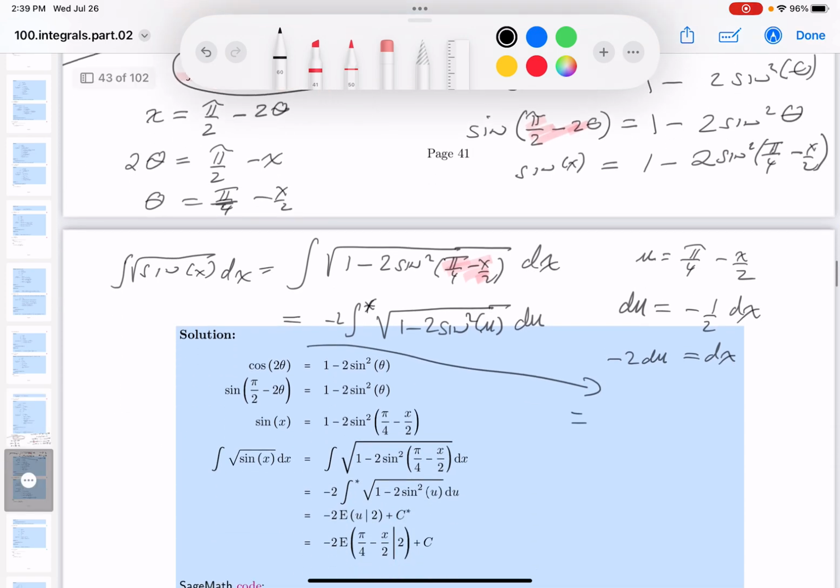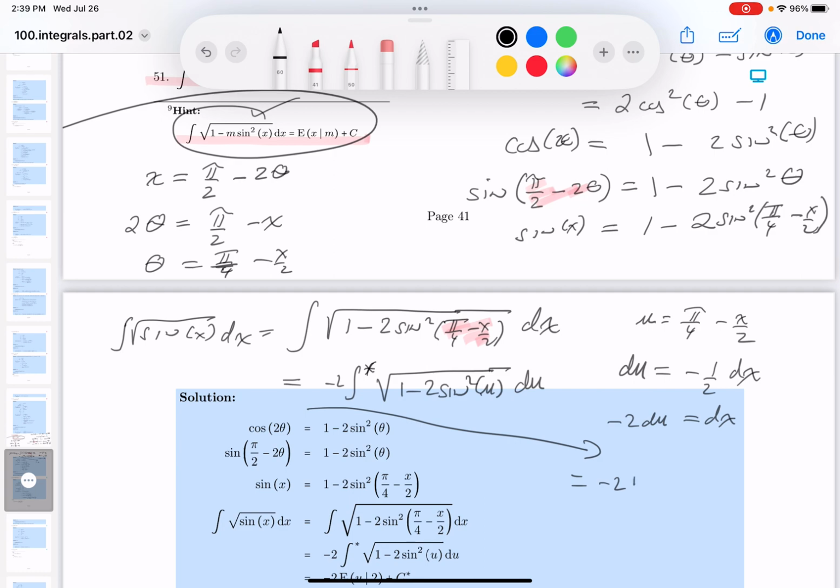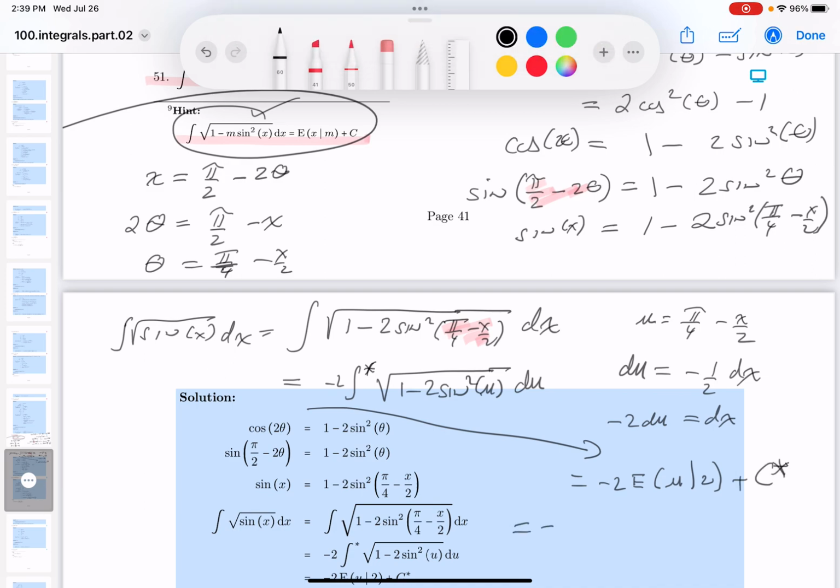And that's going to be equal to, let's see, minus 2. And then I'm going to look at that formula again. It's going to be e. And then the x is going to be u. And what's the m in this case over here? The m is 2. Plus some constant of integration. Remember, we got a u there. We want the x's, so minus 2. What's the u again? Oh, it's pi over 4 minus x over 2, plus c.